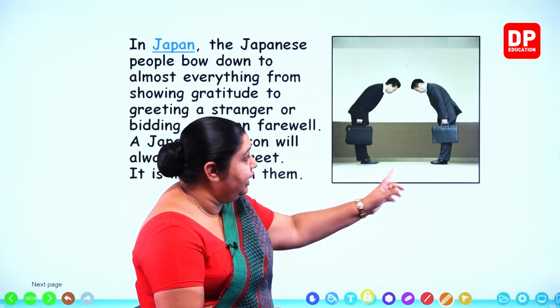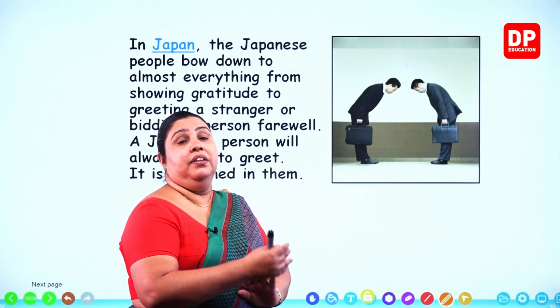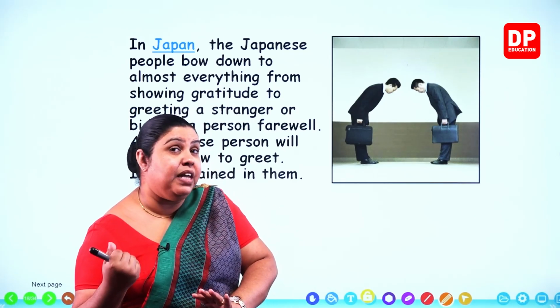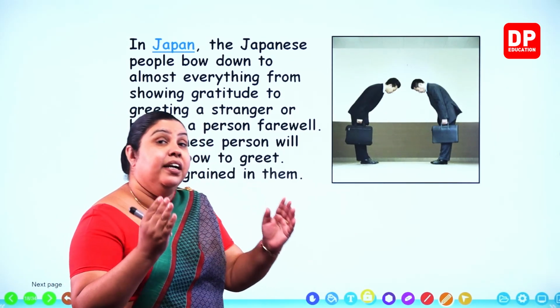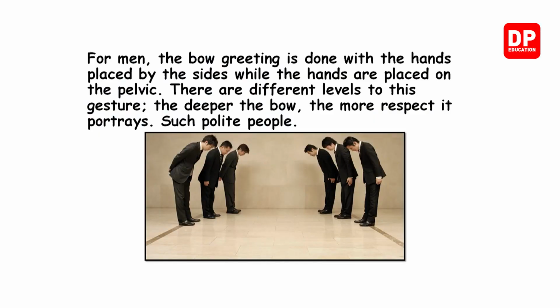So when they meet somebody they greet, when they go away from one person talking to one person, and when they leave that person they greet and they bow down to show their gratitude as well. For men, the bow greeting is done with the hands placed by the sides while the hands are placed on the pelvis. There are different levels to this gesture. The deeper the bow, the more respect it portrays.